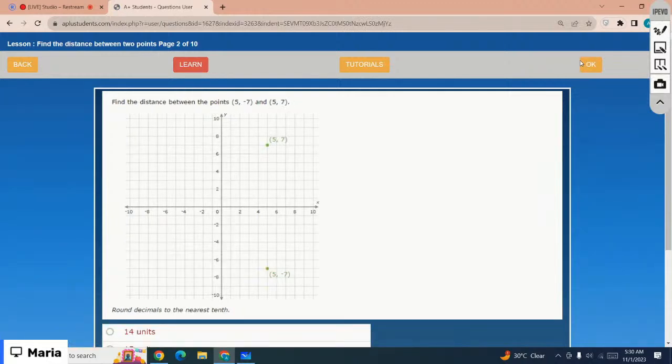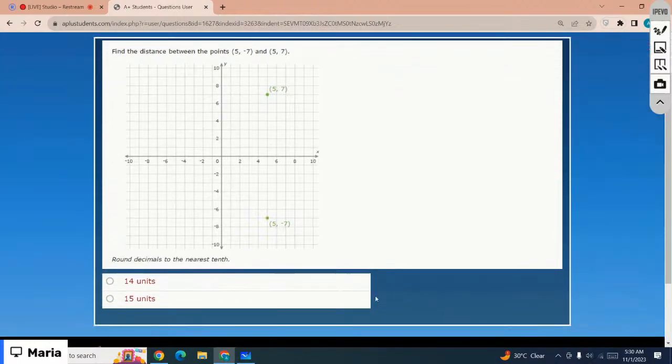Okay, find the distance between (5, -7) and (5, 7). So which is the correct option? They have the same x value. Just subtract their y values, right? So the distance between the 2 points is 14 units, right? The distance between these 2 points is 14 units.